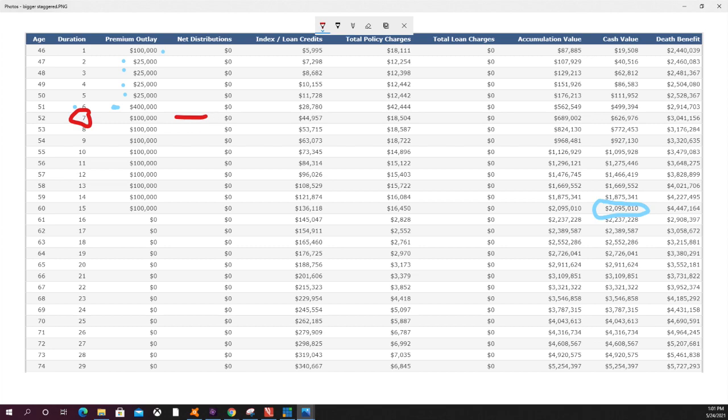Now, obviously, there's other numbers that are involved. There's the Guideline annual premium. There's the Guideline single premium. So those do play a factor as well. But I just wanted to highlight for you here the flexibility of that 7-pay premium.